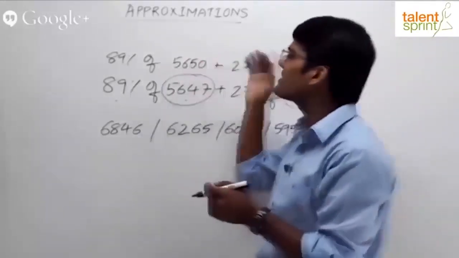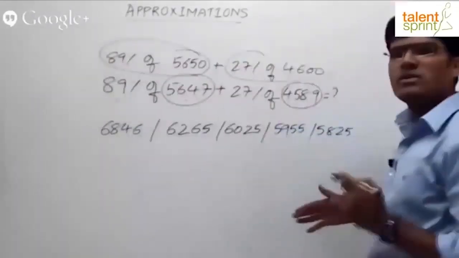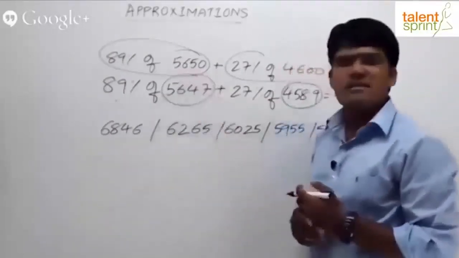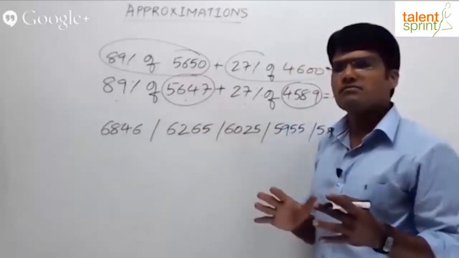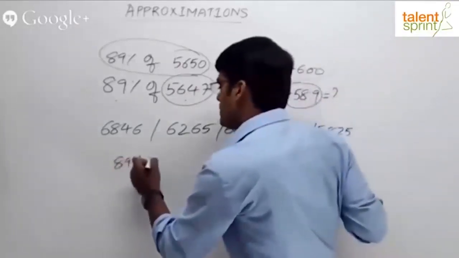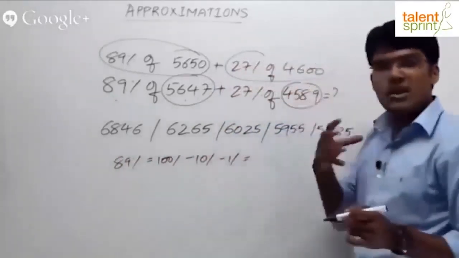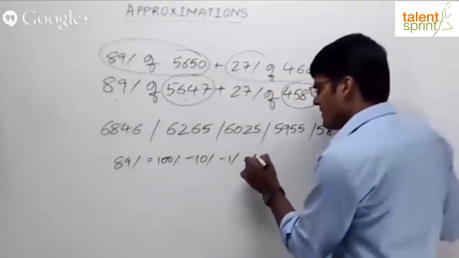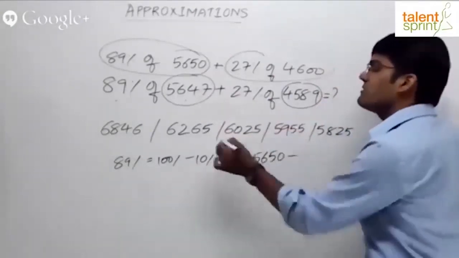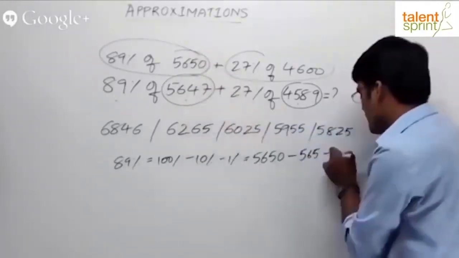Now look at this, 89% of 5,650. It all depends on how you do this calculation. I don't think we need to do any approximate calculation there. You can do the exact calculation. What do you do? 89% of 5,650. 89% is what? 100% minus 10% minus 1%. I am writing this, but as such, it is not required to be written on paper. It's all your understanding. So 100% is 5,650. This should be visualized. So 5,650 minus 10% of 5,650, 565, minus 1% of 5,650, 56.5.